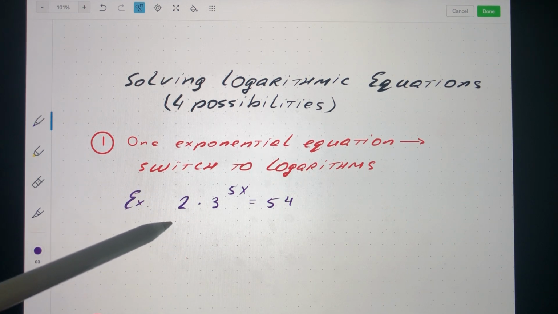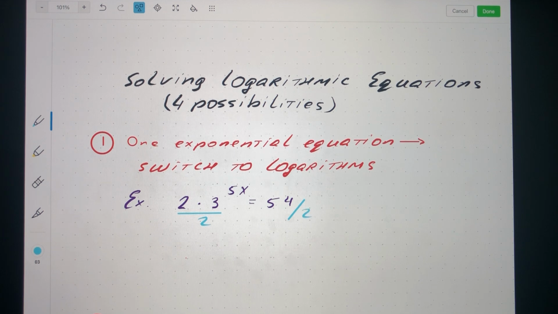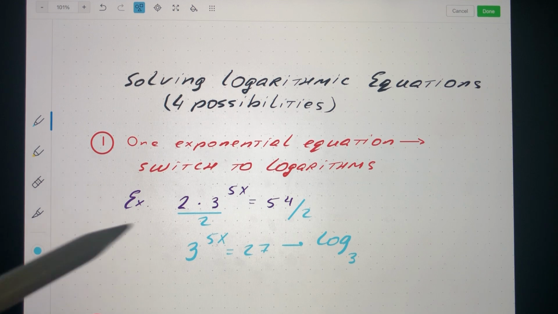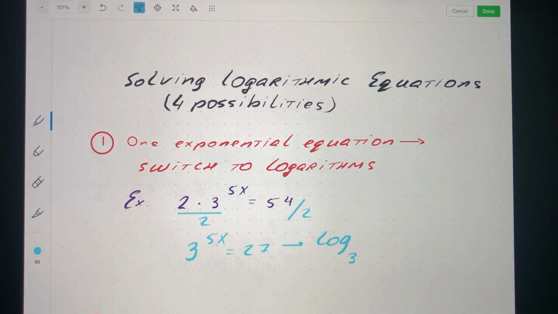So following the order of operations, we need to undo multiplying by 2 and divide both sides by 2. If we do that, we get 3 to the power 5x is 27. Now at this point, we switch to logarithms. The base is 3, so our log is going to get base 3. And then the input and the output switch places. So right now, 3 is with a 5x, it'll switch and 3 is going to get 27. And the 5x is on the other side.